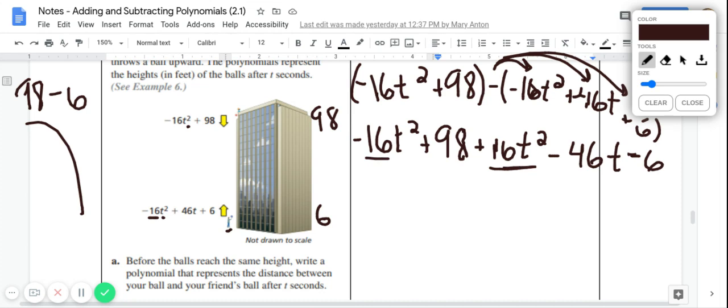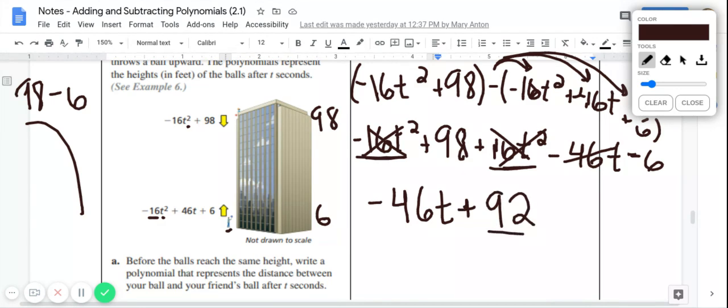All right, now let's combine like terms. You see these t squared terms? We got a negative 16 and a positive 16t squared. These actually just cancel each other out. That becomes 0t squared. So we're left with negative 46t. 98 minus 6 is 92, plus 92.